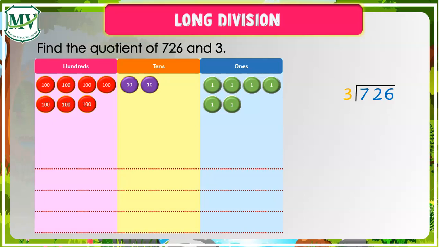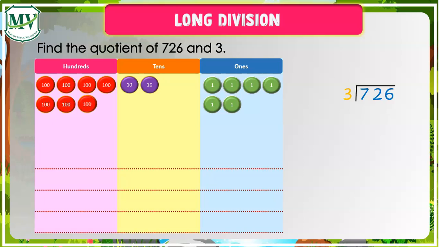Always remember that in dividing numbers, we should start from the left digit of the dividend to the right. So here we'll be dividing 7 hundreds by 3. Let's see how here in the place value chart. We'll take 7 hundreds and share it into 3 equal groups. Let's see how this works.